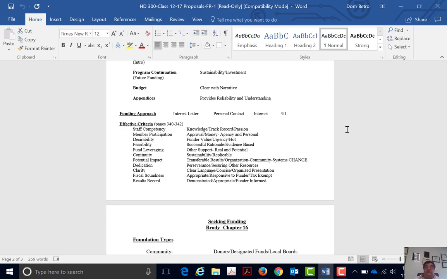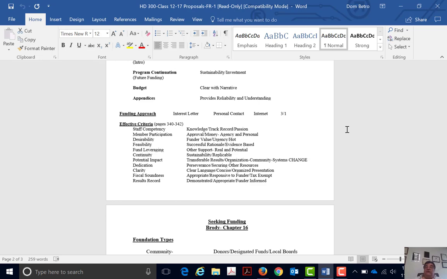Potential impact, do you have transferable results? Can you create community organizational change as a result of the project you're being funded for? Dedication, is there perseverance in the organization?